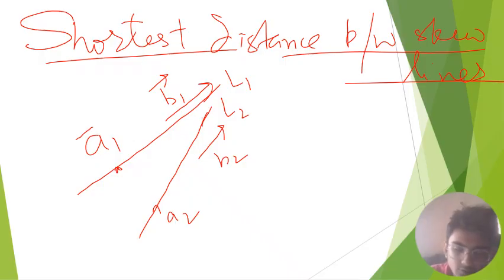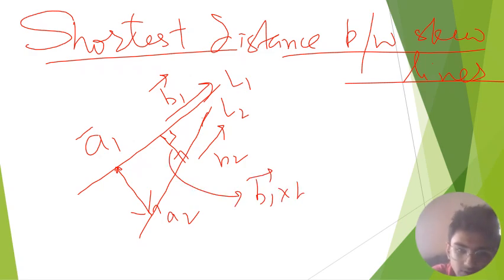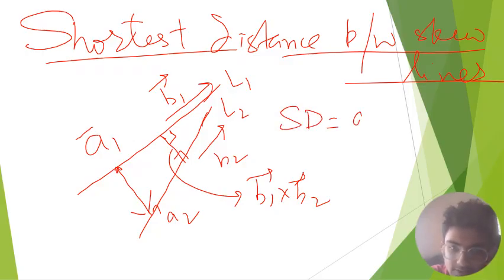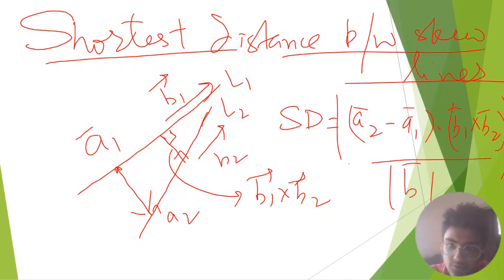Okay, so the shortest distance is actually if we just construct this particular vector, that is a2 minus a1, and here is one vector which is perpendicular to both b1 and b2, or you can say L1 and L2. So this vector's direction ratio is given by b1 cross b2. This particular one is a2 minus a1. So the projection of this particular vector on this particular vector is actually the shortest distance. So in formulation we write like this. Okay, this is your shortest distance.